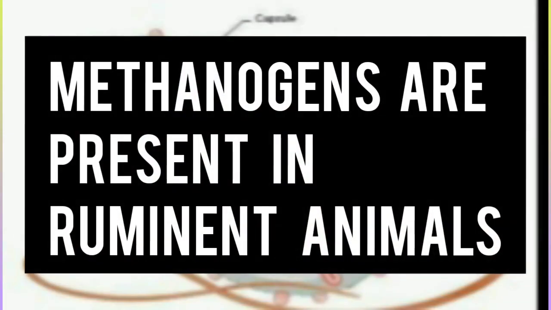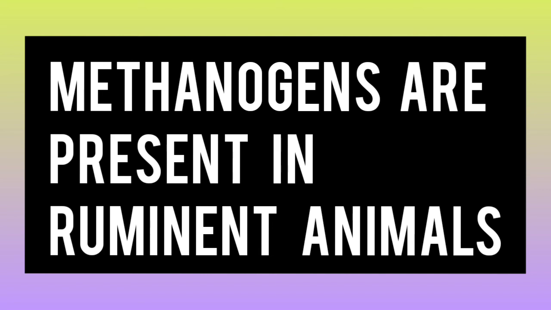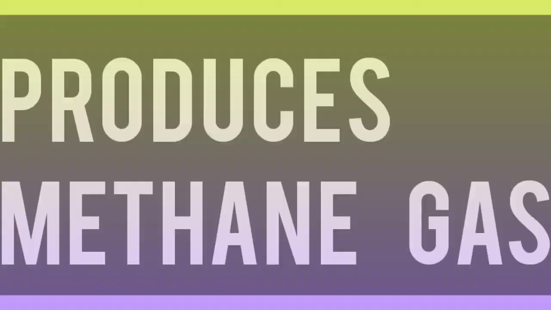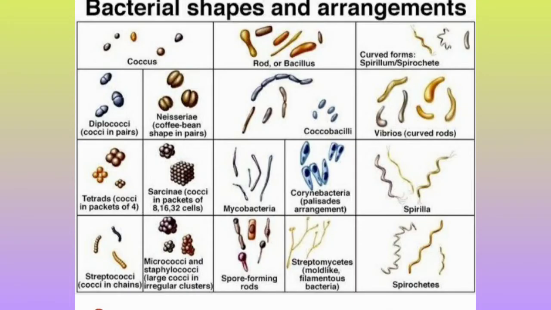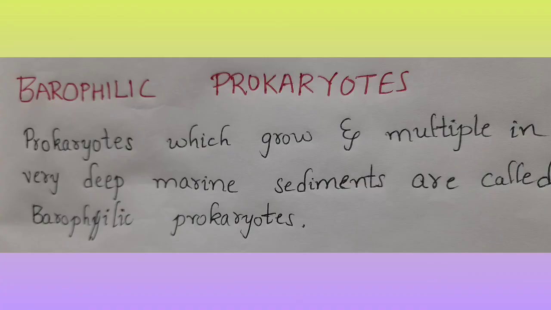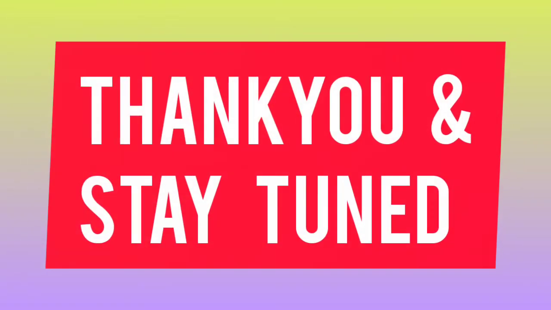Next, the methanogens are also present in the gut of several ruminant animals like cow and buffaloes, and they produce a gas called methane. Next, some structures are there. The structure of bacteria is according to the shape, and the extra point you note down here is very important: the Barophilic Prokaryotes, remember this point. Barophilic Prokaryotes are prokaryotes which grow and multiply in very deep marine sediments. So these Archaebacteria are found in deep marine sediments, which we call Barophilic Prokaryotes. Next, the Eubacteria.